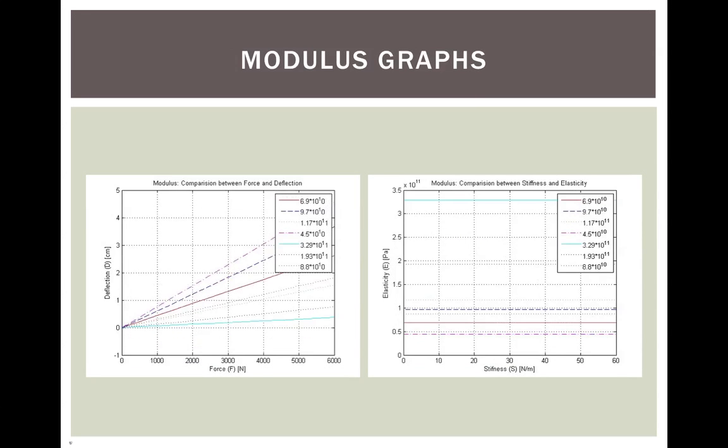These two graphs are the graphs of modulus of elasticity. The graph on the right shows the comparison between stiffness and elasticity, and the graph on the left shows the comparison between force and deflection.